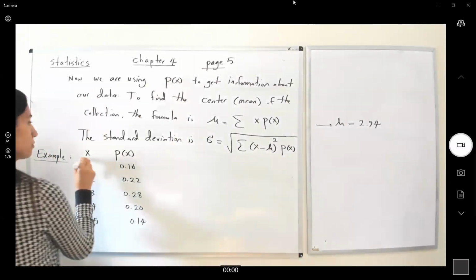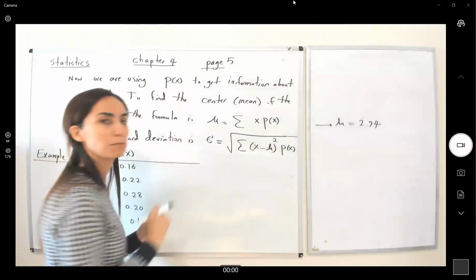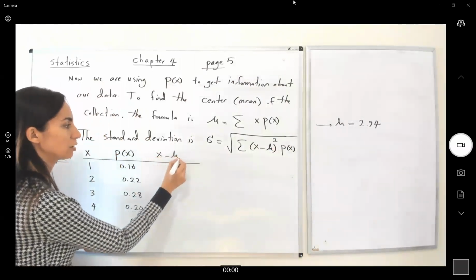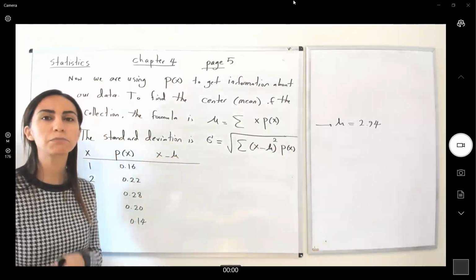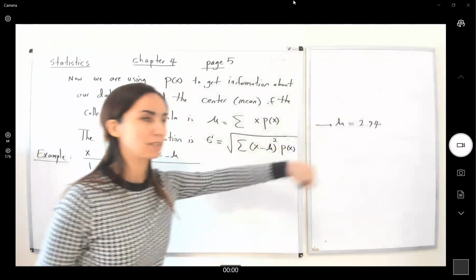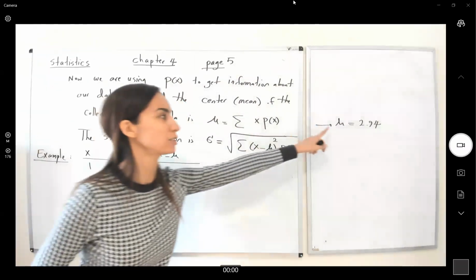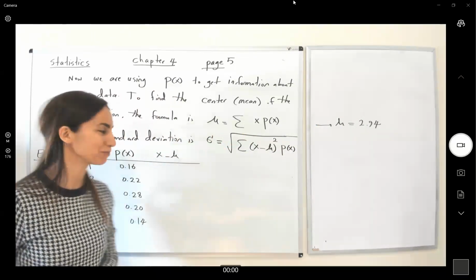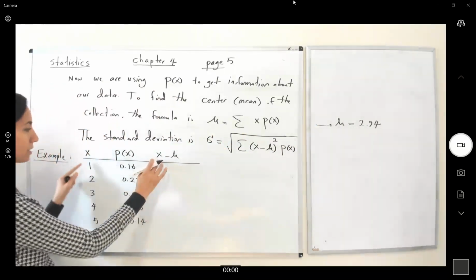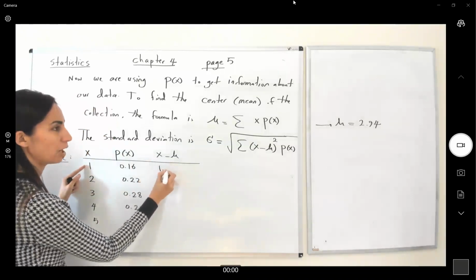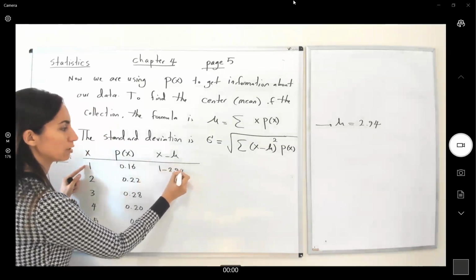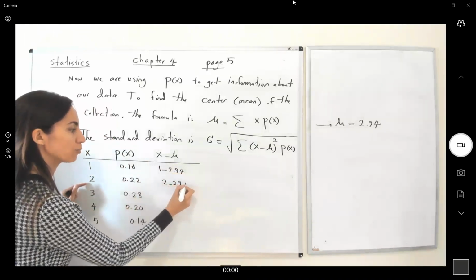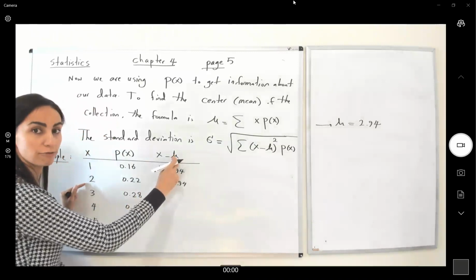Now, you need to find x minus mean. So in this column, I'm going to calculate x minus mean, and note that in the previous example, we calculated the center or typical value, which was 2.94. So x is 1 minus 2.94. X is 2 minus 2.94. Mu is fixed.